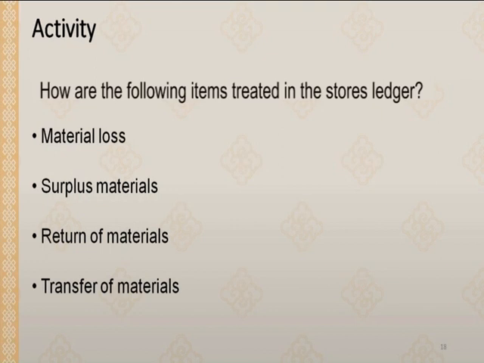The second one is how the following items are treated in the store ledger. The first one is material loss, which we have already looked at a few minutes ago, and the second one is surplus materials. If you come across any surplus material, you are going to consider it as a new receipt. And we have returns of materials. It can be from the suppliers, and at the same time, it can be from the business unit also. So depending upon that, you just try to study that also. It may be clearly given in the textbooks which you must be having. So you just go through and see.